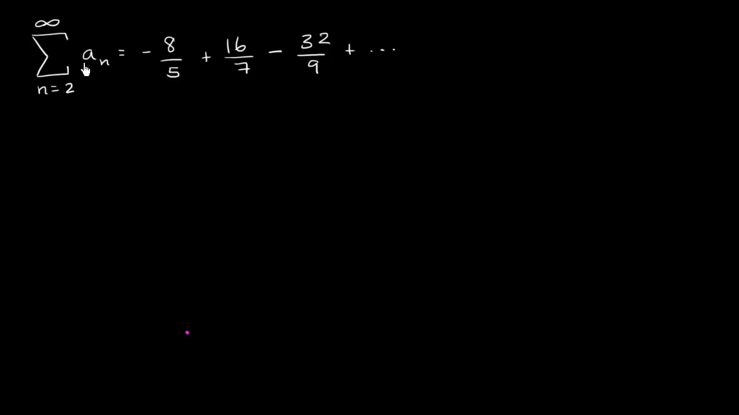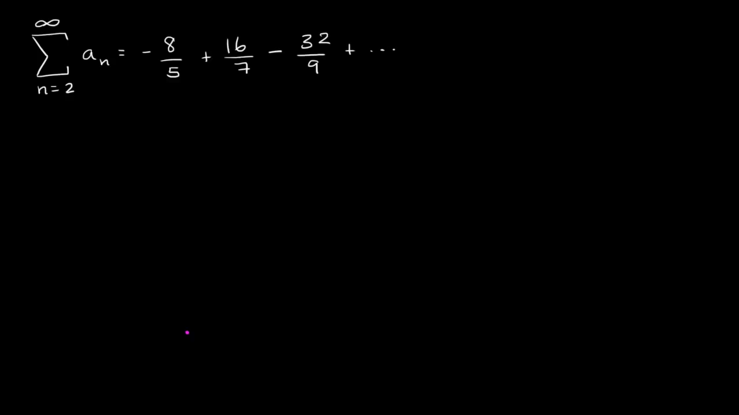Let's say that we're told that this sum right over here, where our index starts at 2 and we go all the way to infinity, this infinite series is negative 8 fifths plus 16 over 7 minus 32 over 9 plus, and we just keep going on and on forever. And so what I want to do is to explicitly define what a sub n is here. So right now we just said, hey, if you take the sum of a sub n from n equals 2 to infinity, it turns out you get this sum right over here. But let's think about how we can actually define a sub n in terms of n.